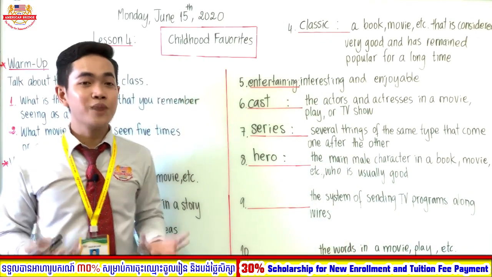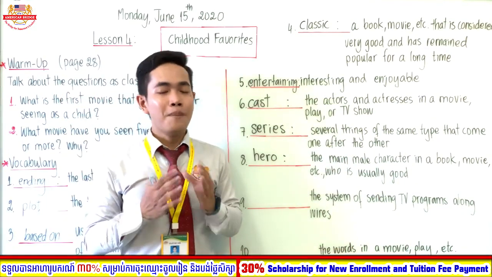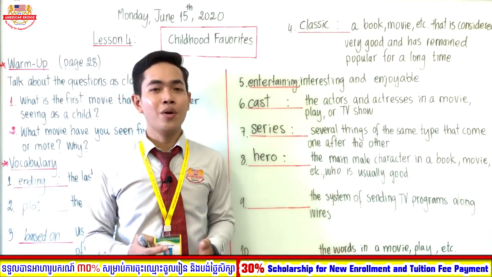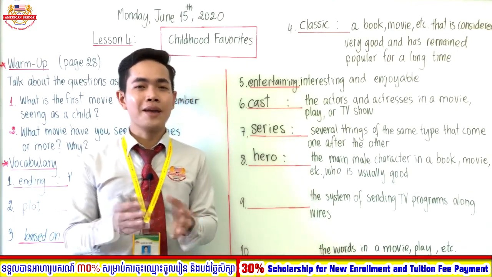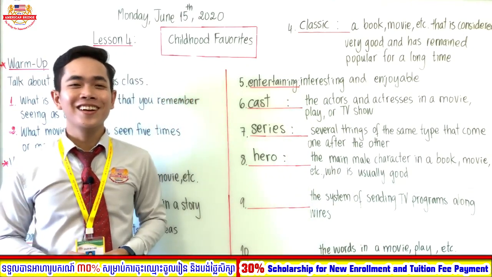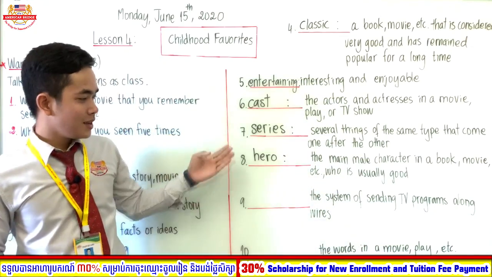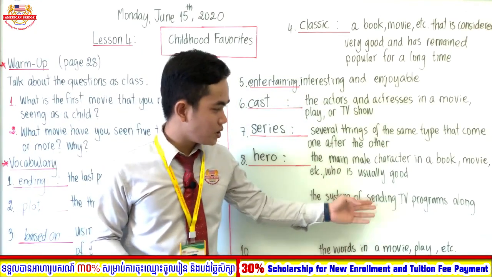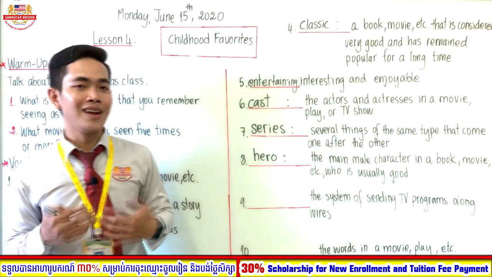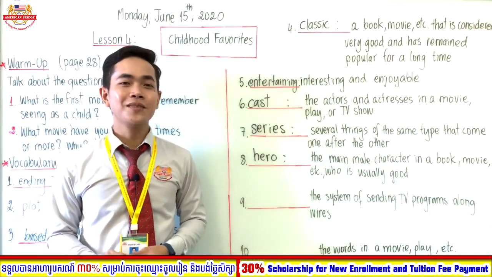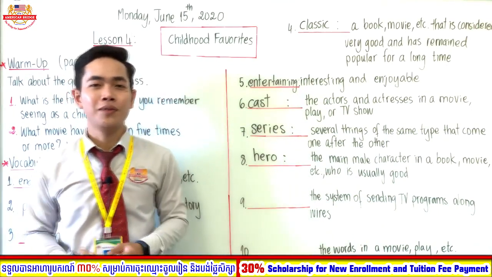Now let's listen to my example. My favorite superhero is Batman. Okay? Right, very good. So now let's move on to number 9, the system of sending TV programs along wires. Okay, so we call it cable. Very good.